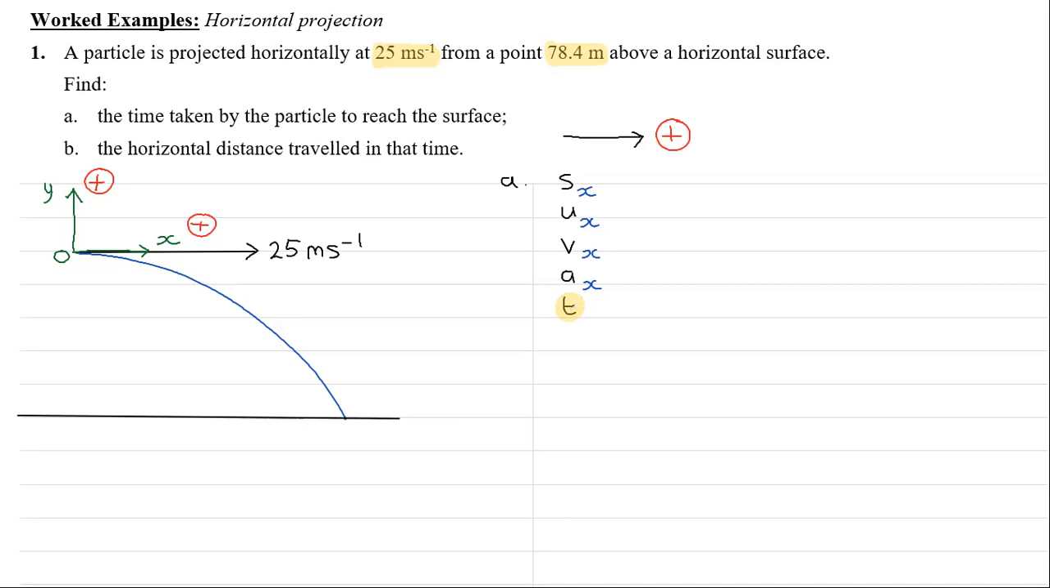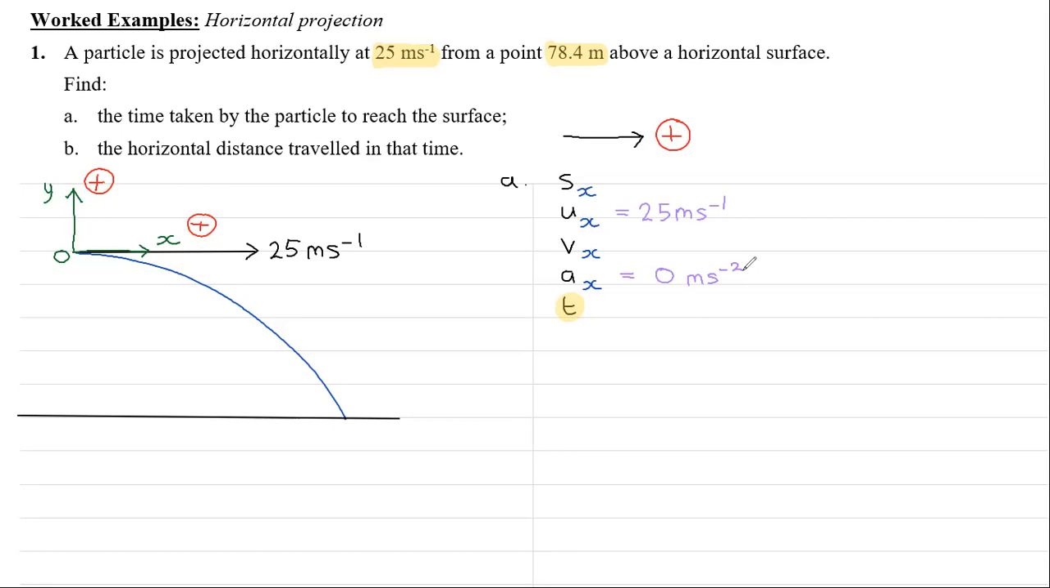Okay, so let's write down what each of these quantities is. The horizontal displacement, we're going to find that in part B, so we don't know that. The horizontal velocity, though, we know is 25 meters per second because that's given to us in the question. We don't know the final velocity for the horizontal direction, but we don't need it at the moment. And we know the acceleration horizontally is 0 because there is no force acting horizontally, as we are ignoring air resistance. So it's 0 meters per second squared.